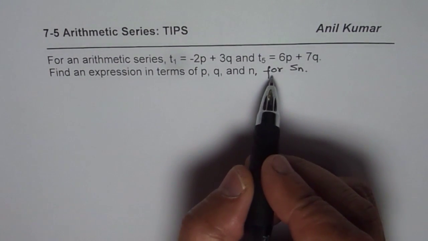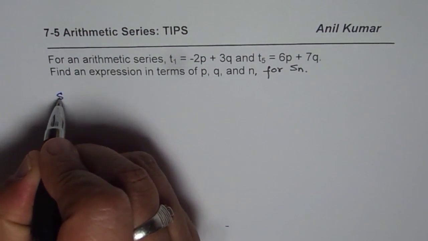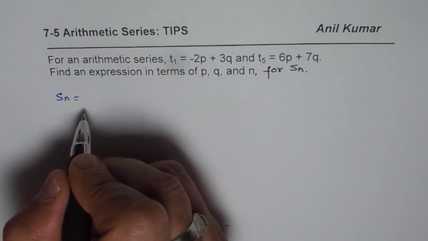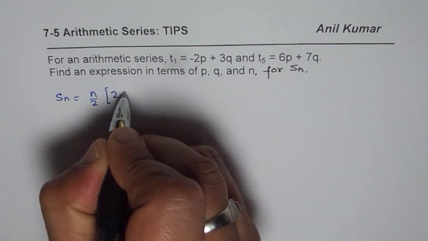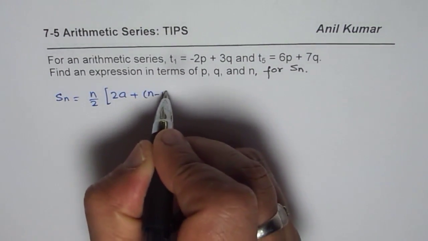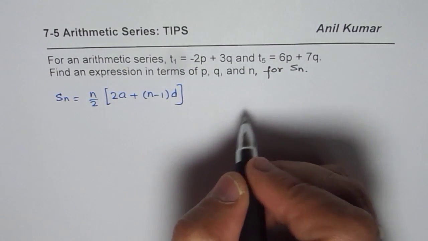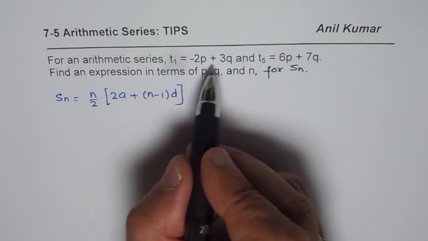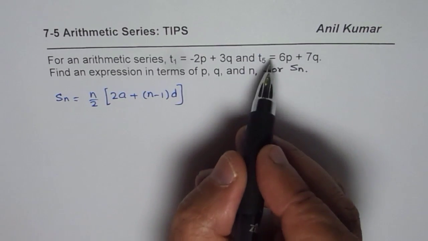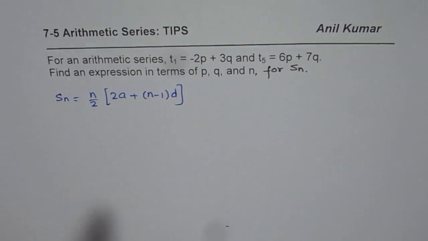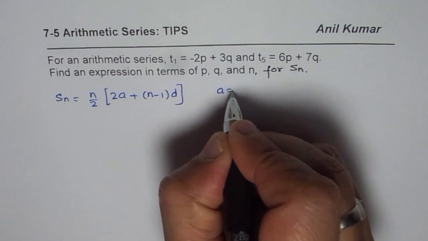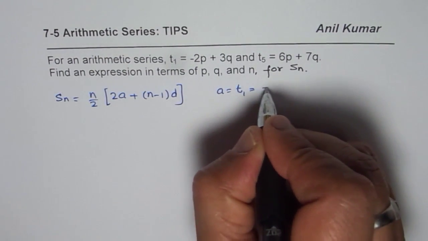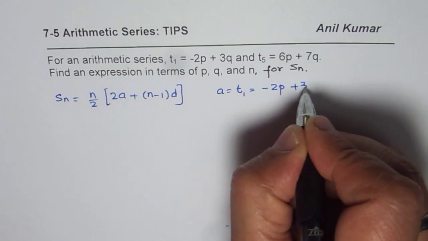Now, to find an expression for Sn, we can use either of two formulas. One we have as Sn equals n divided by 2 times 2a plus n minus 1 times d. This is a good formula since we know a, which is t1, and d we can find. So I think this is a good formula to find the sum of the first n terms of this arithmetic series. We are already given a equals t1, that is given to us as minus 2p plus 3q.